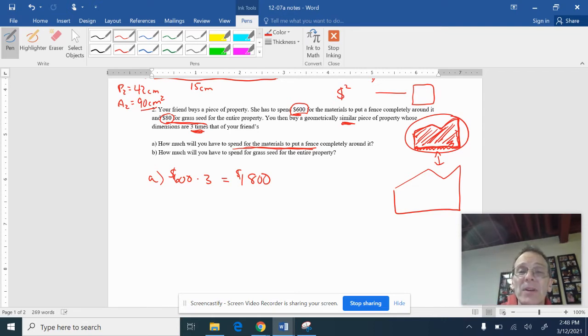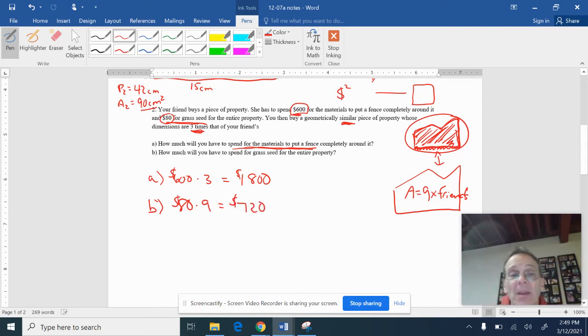Okay? So if you're buying a piece of property that is 3 times the dimensions of your friend's, you have an area which is 9 times your friend's. You're going to need to buy 9 times as much grass seed. And so you're going to need to multiply that $80 cost to your friend by 9 to get $720. Look at how little work that is. Actually, I'd like to write it out like this. $80 times 3 squared.